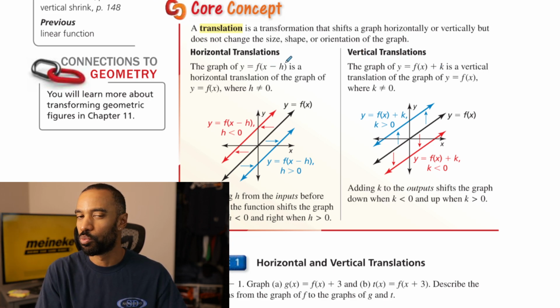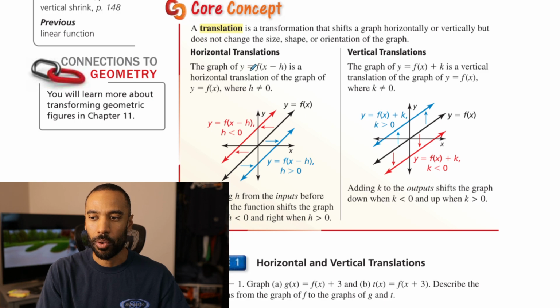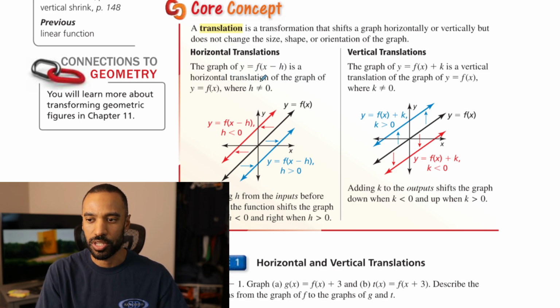Horizontal translations are going to be really, really tough for us to grasp. So I'm just going to say it as it's said and see if we can follow along. It says the graph of y equals f of x minus h is a horizontal translation of the graph of y equals f of x where h doesn't equal 0.